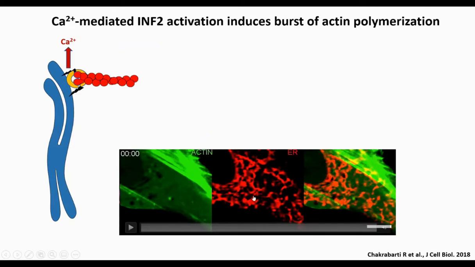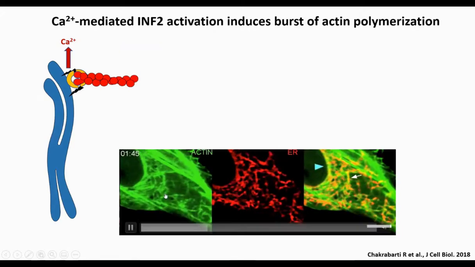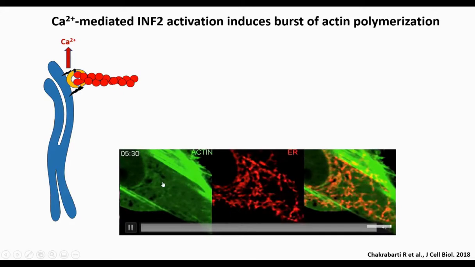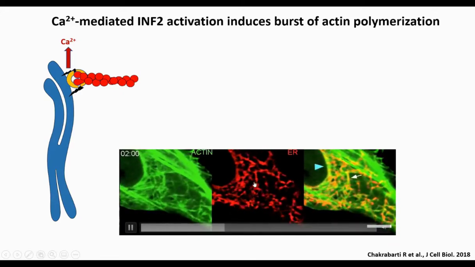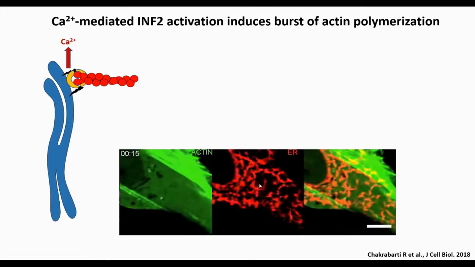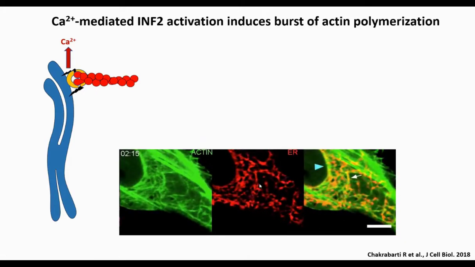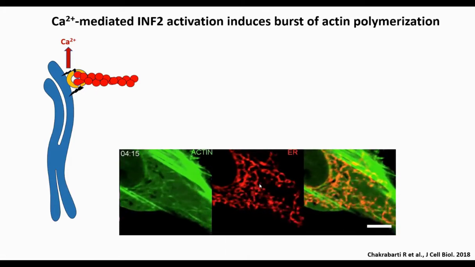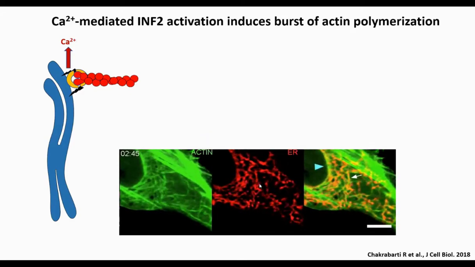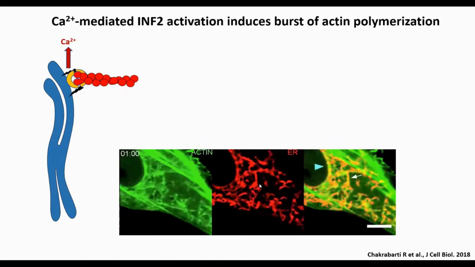The red marker is an ER marker, so it stains ER. And what you will see over here is once we add the drug, there is this burst of actin filaments which overlay with the ER marker, more or less, because INF2 CAAX is mainly on the ER. So we see this burst of actin filaments that assembles and disassembles, and it's a very dynamic process.